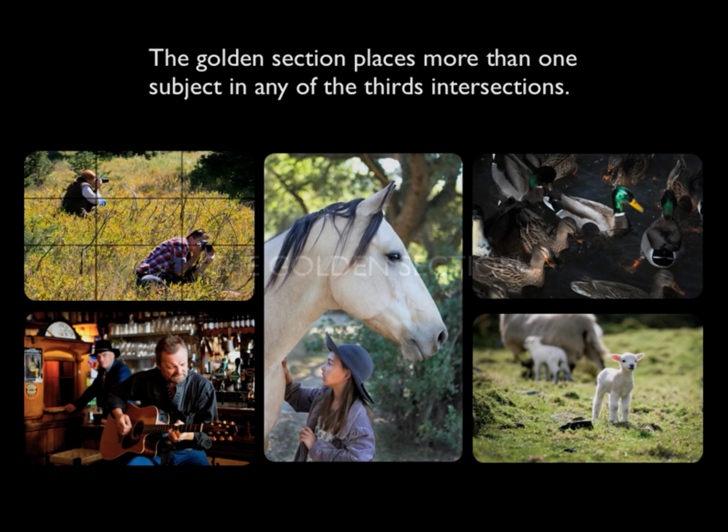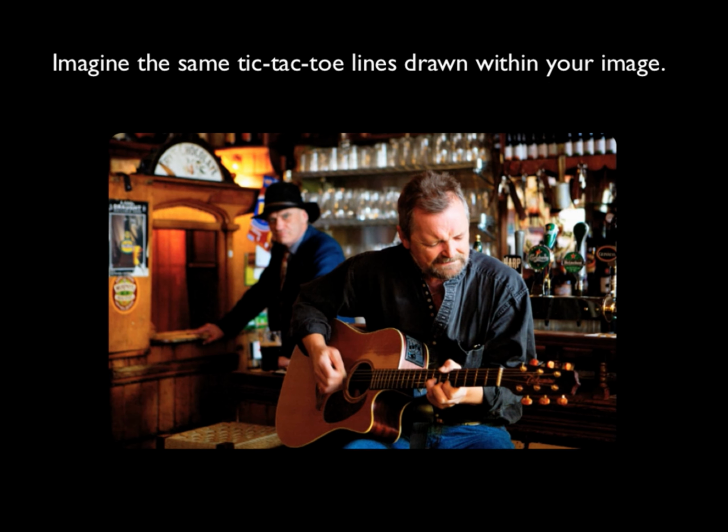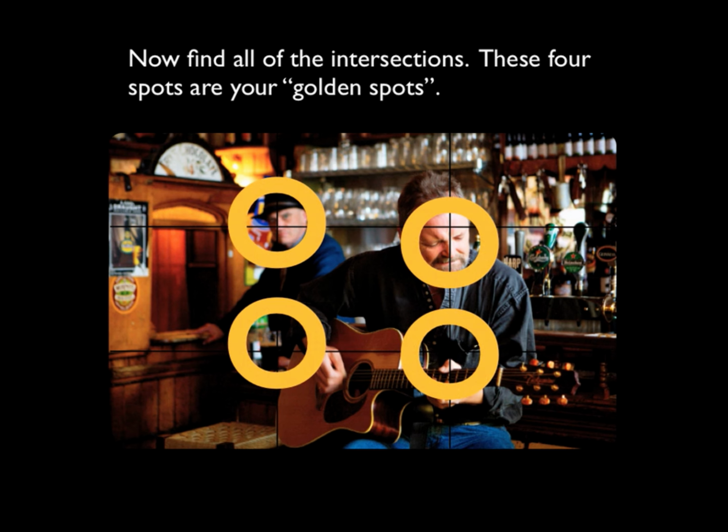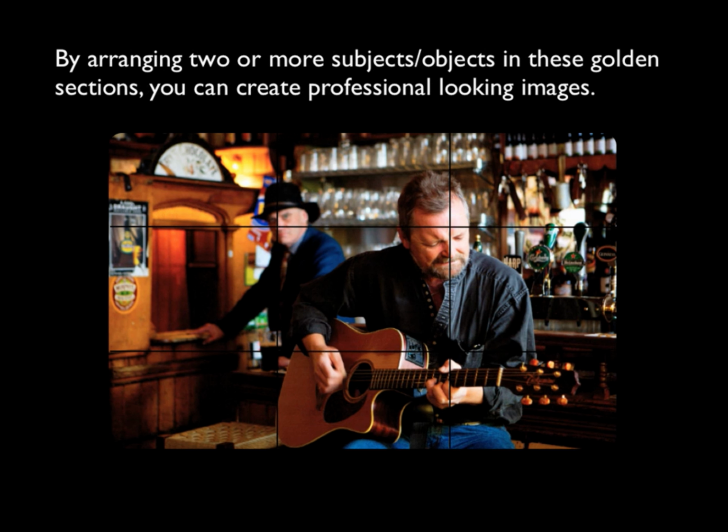The golden section. The golden section places more than one subject in any of the thirds intersections. Imagine the same tic-tac-toe lines drawn within your image. Now find all of the intersections. These 4 spots are your golden spots. By arranging 2 or more subjects or objects in these golden sections, you can create professional-looking images.